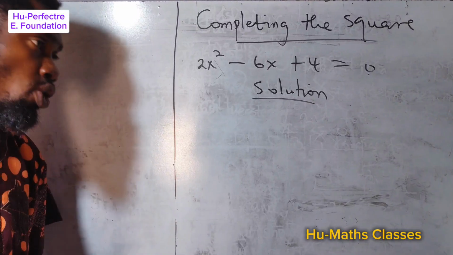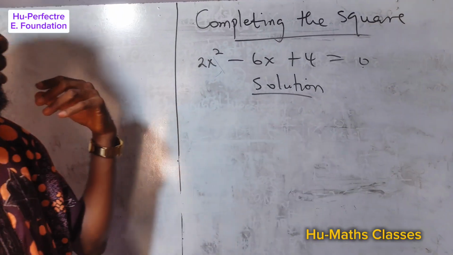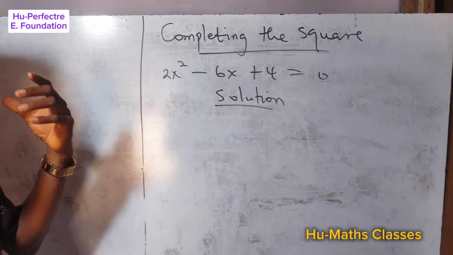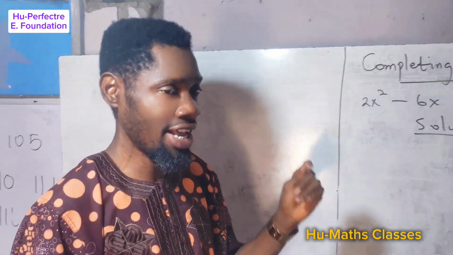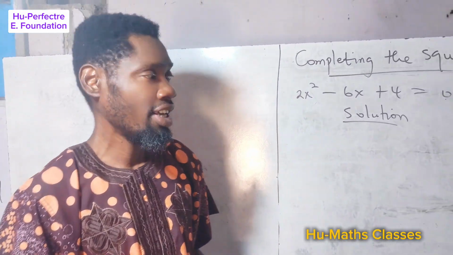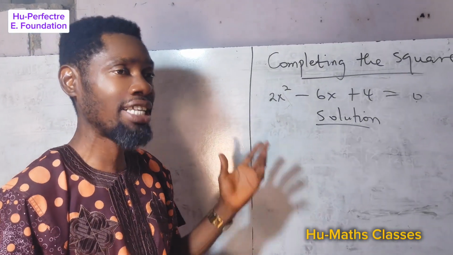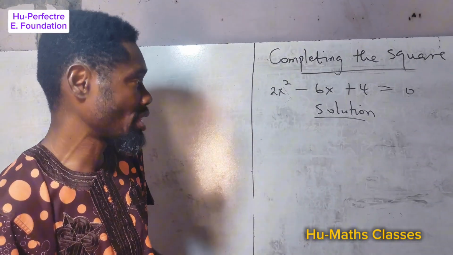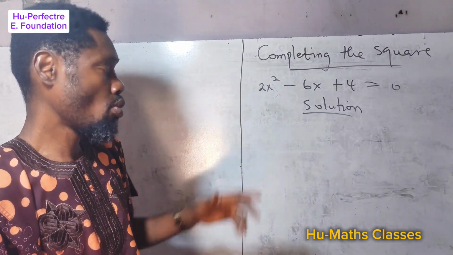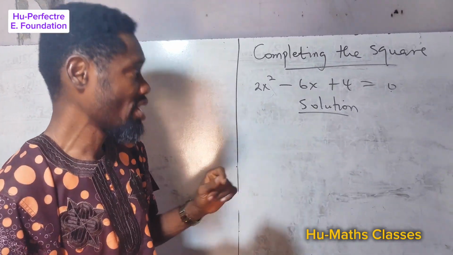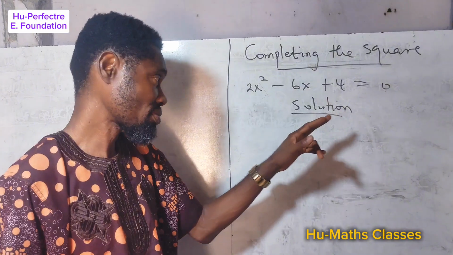On completing the square. In our previous class, we were able to deduce the general quadratic formula from ax squared plus bx plus c is equal to 0. We were asked to make x the subject of the formula using the completing the square method, which we did in our previous class.